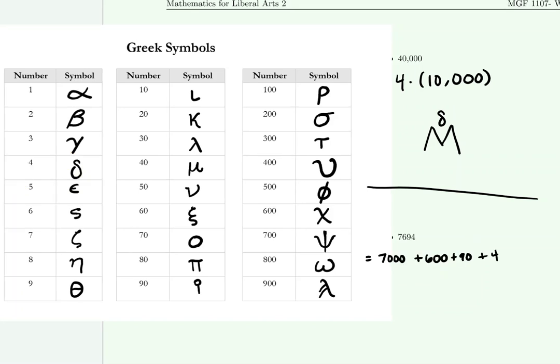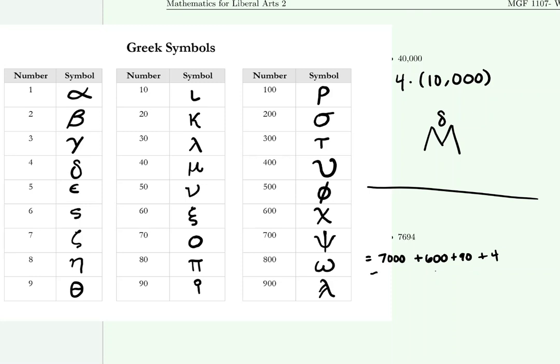Since the Greek system has representations for digits, multiples of tens, multiples of hundreds, and then we know how to represent multiples of thousands and 10,000s as well, I would begin the problem by breaking down 7,694. It could be written as 7,000 plus 600 plus 90 plus 4. So in this case, I've broken it down into the single digits, multiples of 10, multiples of 100, multiples of 1,000.